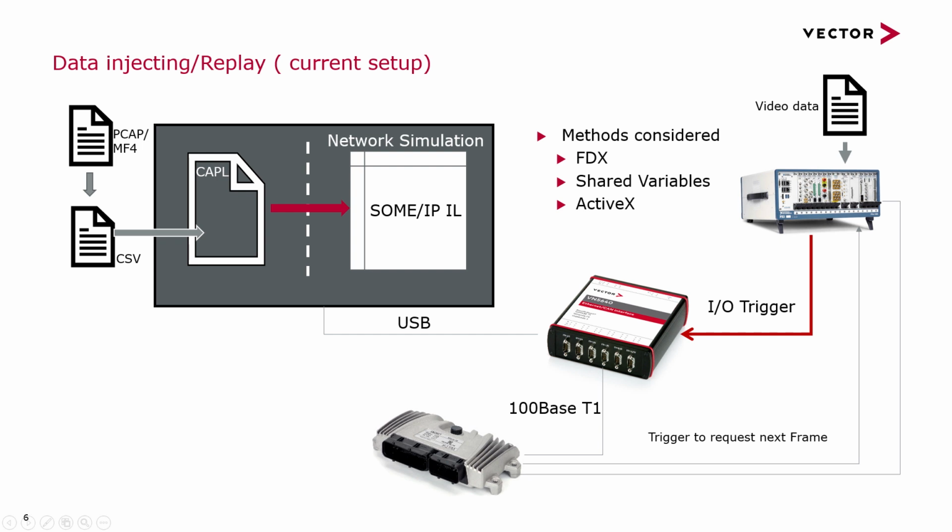Now, for this triggering, they considered other methods as well. For example, they considered FTX, they considered shared variables, they also considered ActiveX, but they settled for using the IO trigger. That was giving them about 1 millisecond resolution, which they thought was sufficient for their use case.